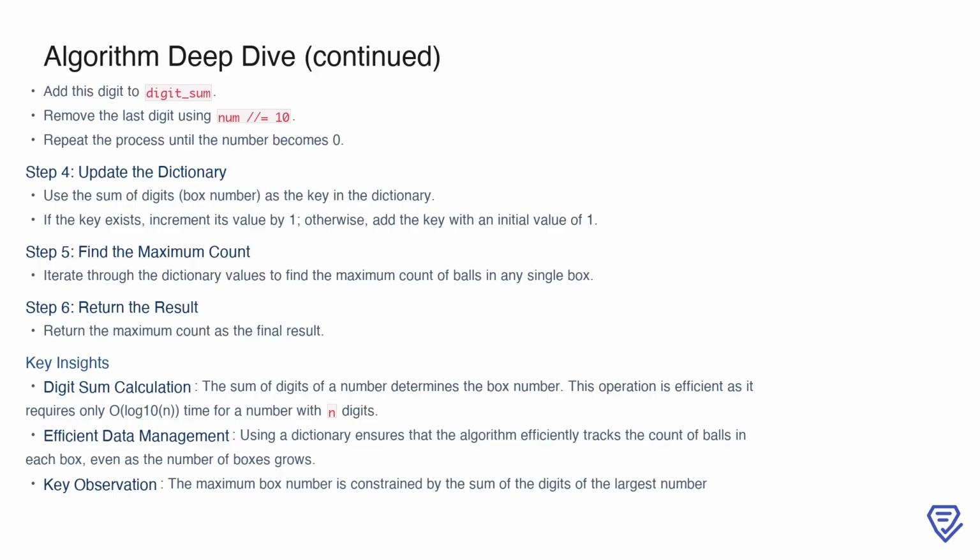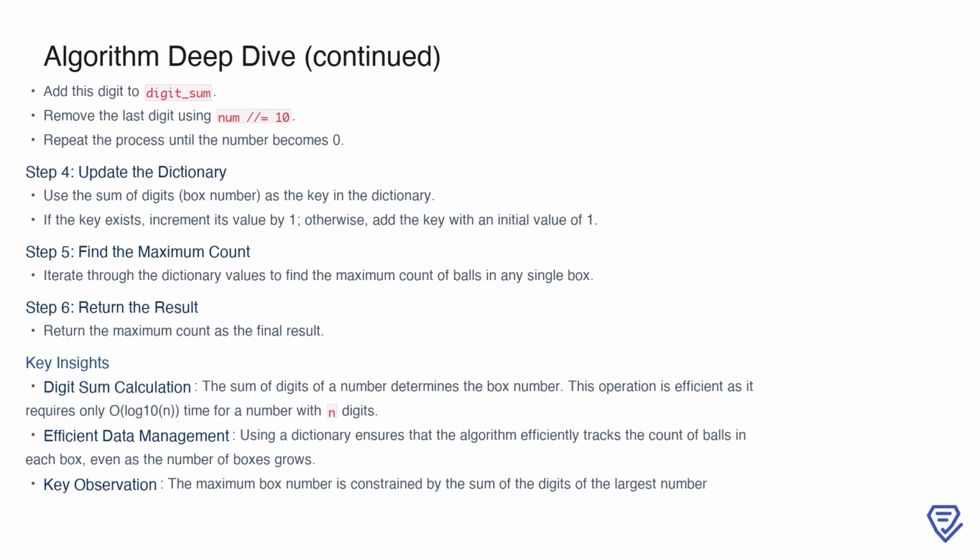Once the digit sum is calculated, we update the dictionary. If the box number already exists as a key in the dictionary, we simply increment its count by 1. Otherwise, we add the box number as a new key and set its value to 1. After processing all the ball numbers, we iterate through the dictionary to find the maximum count of balls in any single box. This maximum value is the result that we return.